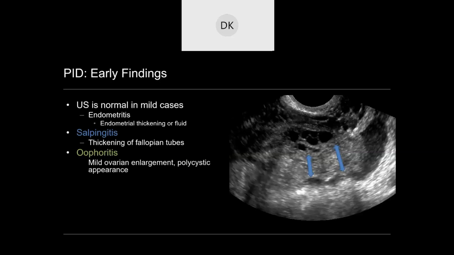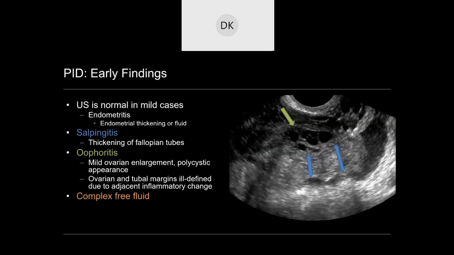You might see the ovary enlarging a bit and have a polycystic appearance, as we're starting to get in this case, but that's also a difficult call because these are often young patients that normally have large ovaries with a polycystic appearance. And you might start to see ill-defined margins of the ovary and the tubes because of this surrounding inflammation, which we get a sense of here. And then the free fluid might be a little complex because we're starting to get a bit of purulent debris, as you can see here. But again, that's not very specific either, right? Because we can see that just with the rupture of a physiologic hemorrhagic cyst. So you have to have a high index of suspicion.